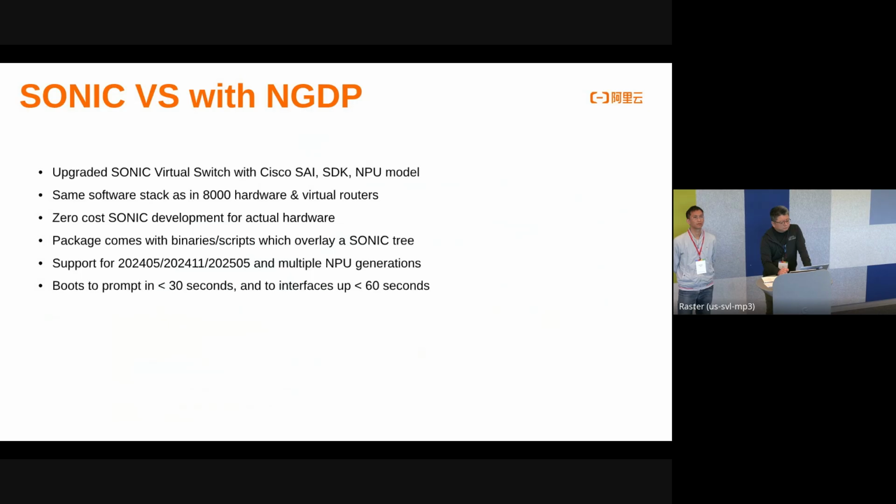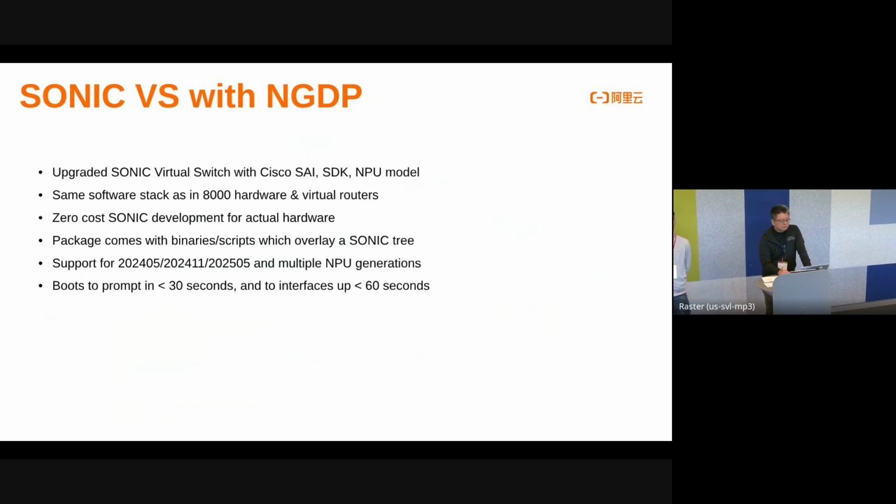So based on the NGDP data path simulation, we have this SONiC VS with NGDP. Basically, it is an upgraded SONiC virtual switch, including all the Cisco SAI and SDK and our NGDP model in it. It also provides the same software stack as hardware, and it's free for development. It costs nothing for the developer to develop software for real hardware.